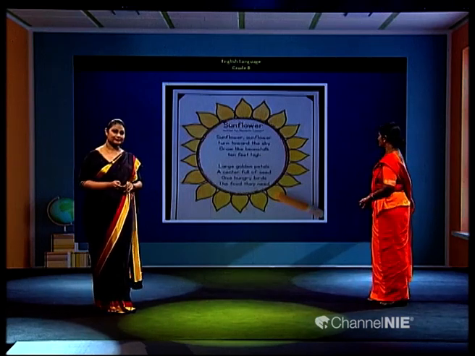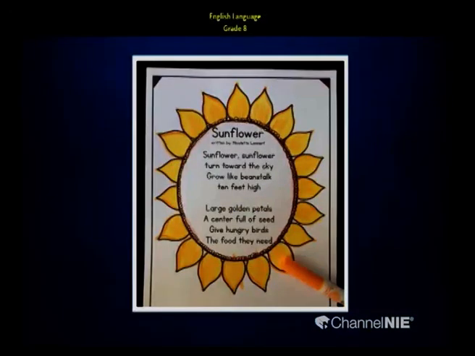Sunflower, sunflower, turn towards the sky. Grow like beanstalk 10 feet high. Large golden petals, a center full of seed. Give hungry birds the food they need.